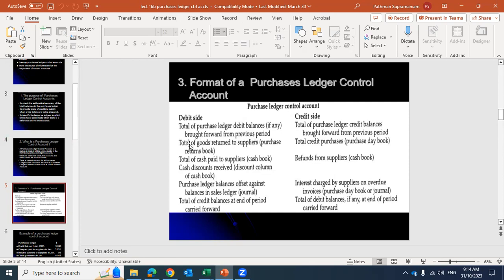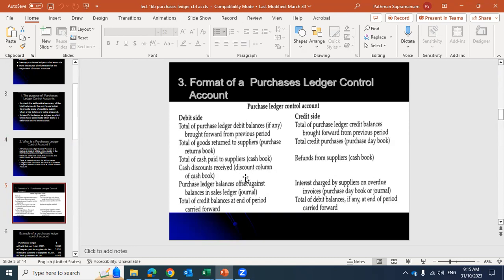Now, moving on to the debit side, we have total goods returns. These are purchases returns, which we extract from the total of the purchase returns journal. Then whatever money is paid, either in cash or by check, to suppliers, we total up from the credit side of the cash book and put the total here on the debit side. Also from the credit side of the cash book, we record the total discount received, which appears in the discount received column.